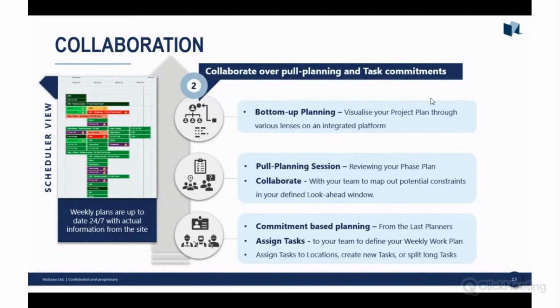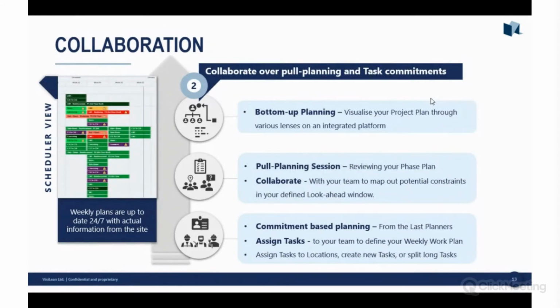So then we've got collaboration on VisiLean. Bottom-up planning. So we've got that high-level program. In our bottom-up planning, we can break that down into smaller, more measurable tasks that become what we can actually do on site. We allow those people to do those pull planning sessions.